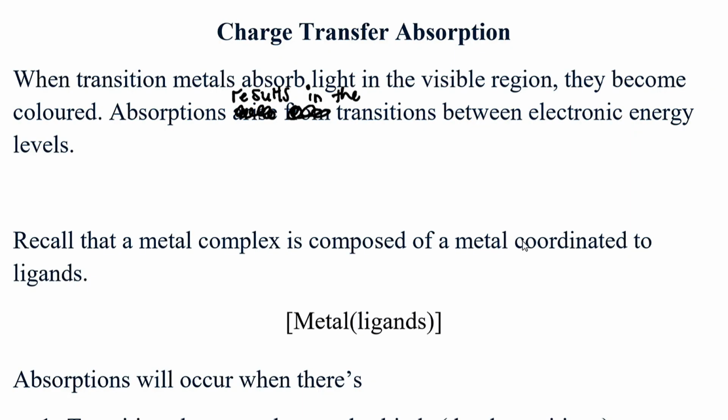Alright, so let's talk about charge transfer absorption. Basically, when transition metals absorb light in the visible region, they become colored. So absorption results in the transition between electronic energy levels. Recall that a metal complex is composed of a metal that is coordinated to ligands, right? So absorption will occur when there is one.